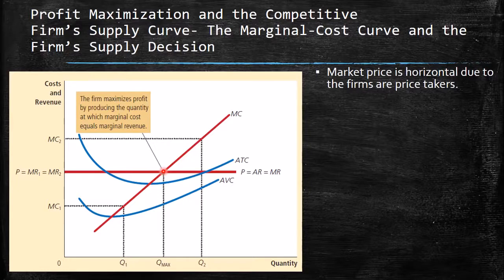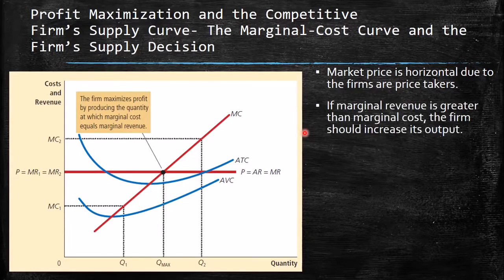So here, the market price is horizontal because the firms are price takers. So it means that they cannot provide a higher price, higher quantities, because they don't have any incidence on the price. So for this reason, it doesn't matter how much you produce, the price that you're going to sell at is going to be exactly the same as the market price, which is horizontal.